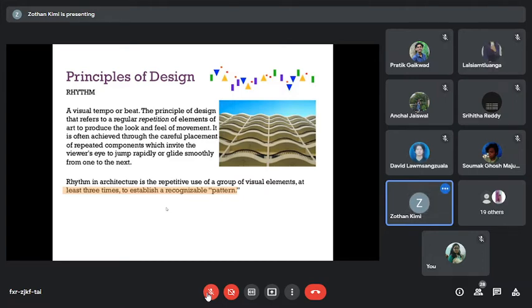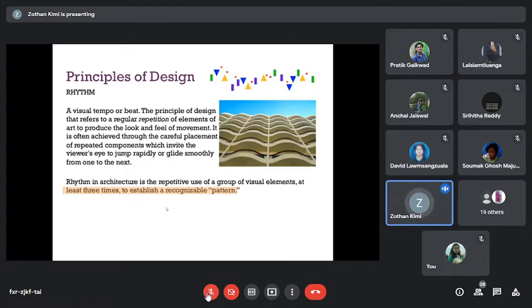So for example, in this picture we can see some 4 balconies, right? Just focus on those 4 balconies. All right. So it's called a rhythm when there are 3 or more. If there are just 2 of that, you can't call it a rhythm. So a rhythm is supposed to have at least 3 repeated elements.